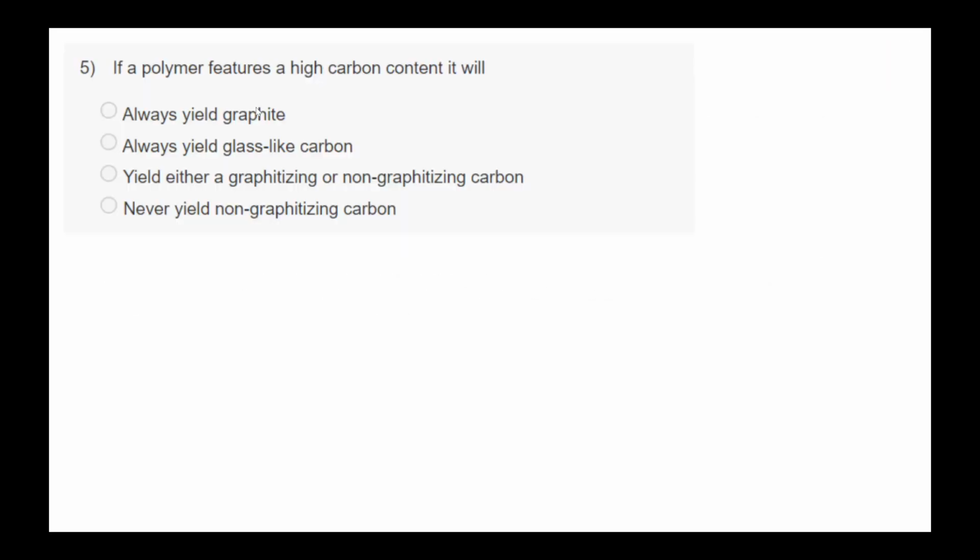So now the next question is, if a polymer features a high carbon content, it will always yield graphite, always yield glass-like carbon, yield either a graphitizing or non-graphitizing carbon, or never yield non-graphitizing carbon. So can you now give the answer, or you can also type in the comment box. You can guess or you can give it if you have watched the lectures.